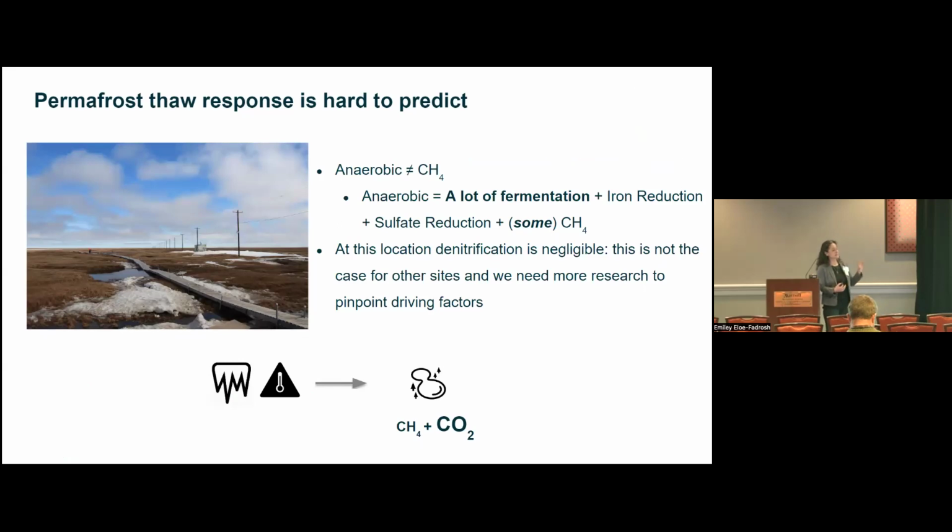So basically, in systems like this, we really need to start changing our way of thinking a little bit, relying a little bit more on the microbes to guide us and rethink our hypothesis. This is a good example for me to think about how anaerobic doesn't necessarily mean methane production. It could also mean a lot of fermentation, iron reduction and sulfate reduction, and maybe a little bit of methane. It really has a lot of consequences on how we approach the modeling.